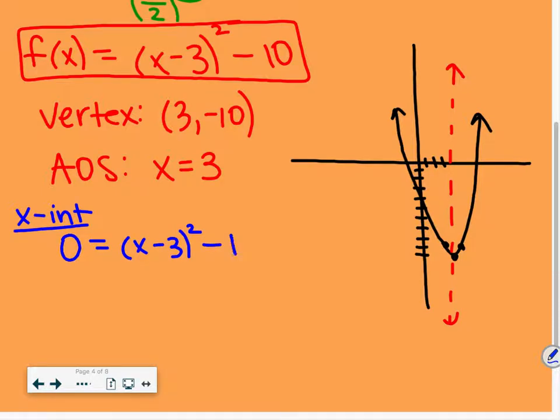Remember, originally we couldn't even factor our quadratic, that x squared minus 6x plus 1, or minus what, I don't even know what it was anymore. Okay? We couldn't factor it, but here we can solve for our x-intercepts, right? We can add this 10 over.